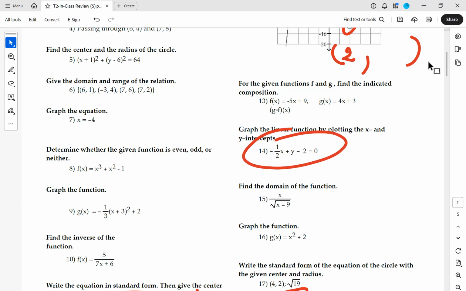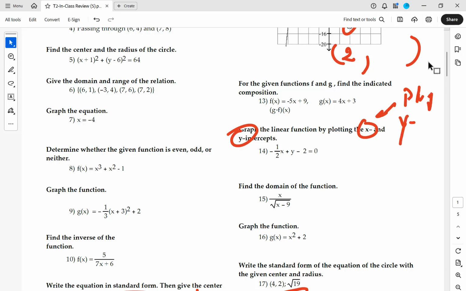Don't know that I have much to say about that, but I will say students sometimes forget how to find x-intercepts and y-intercepts. One way to find x-intercepts is to plug 0 in for y into the equation, and to find a y-intercept, one way is to plug 0 in for x into the equation. So be sure you know that.